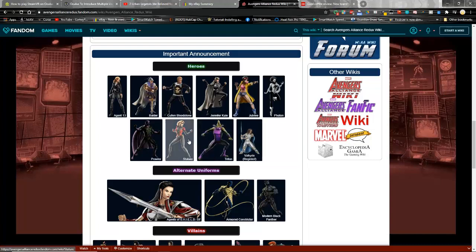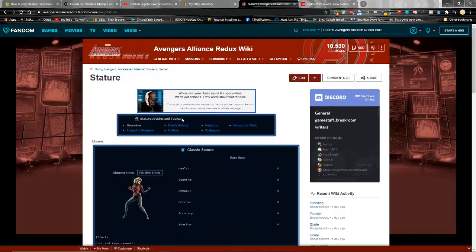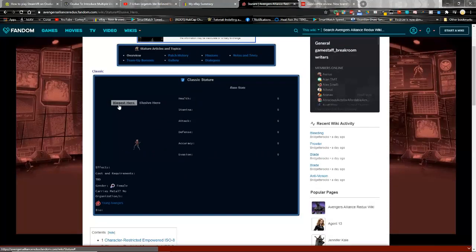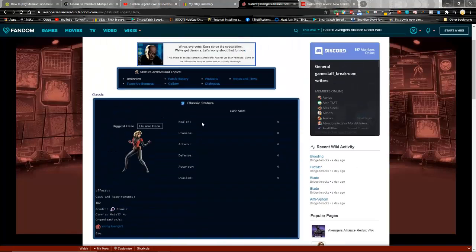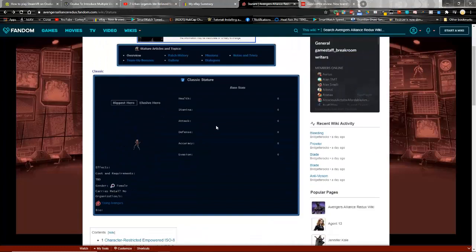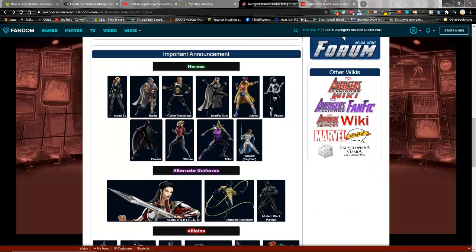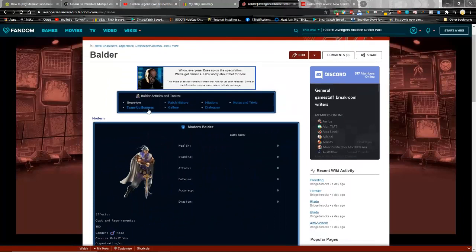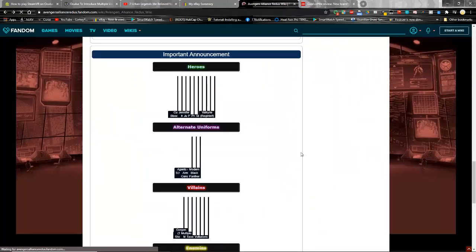So Stature, by the way, is now over Marvel Strike Force. And it's trying to get there. So it looks like there's going to be a tall version of her and a big version of her. So you can find out some information about her over here. That's cool to see that she's in both games like that. So let's take a look at Baldur, for example. Baldur is going to be a bruiser. And there's some history on him.